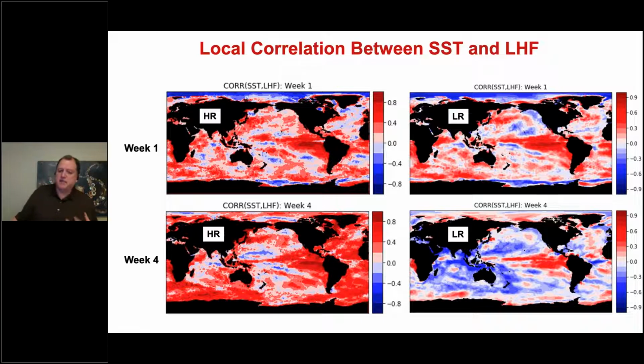I think the biggest signal that we see here is the relative stationarity, if you will, or not a big change in the week 1 correlation versus the week 4 correlation in the high resolution model. But we see a pretty strong change in the week 1 versus the week 4 forecast in that correlation. You can see it's really starting to light up those regions where the atmosphere is forcing the ocean, and that just doesn't seem to happen in the high resolution model.